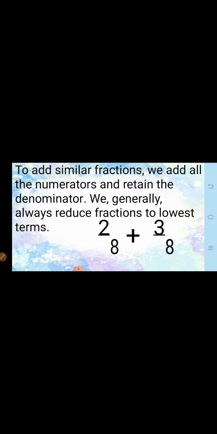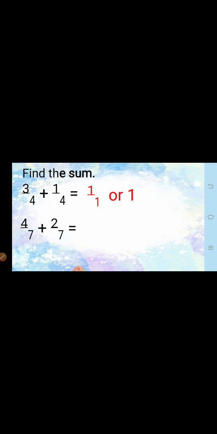To add similar fractions, we add all the numerators and retain the denominator. Saan yung numerator natin? Ito yung numerator, yung nasa taas. So all we have to do is add all the numerators, just like this one. We have 3 plus 1 is equal to 4, and then retain the denominator, which is 4, so 4 over 4, or 1 over 1, or 1. Kasi 4 divided by 4 is 1, because we have to reduce into lowest terms.